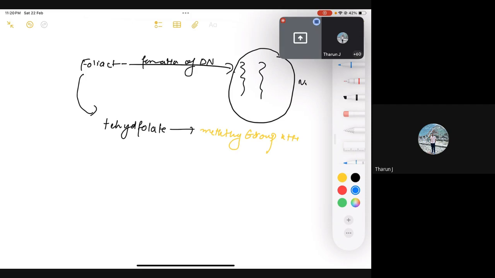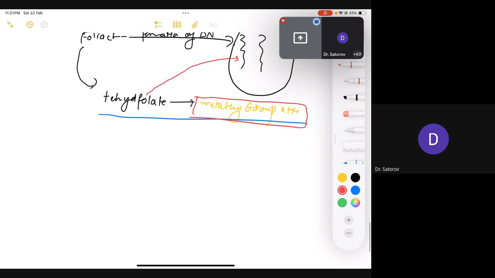Okay, so folic acid is simply a precursor of DNA. If you need DNA to be formed, you need folic acid or folate. But normally folic acid is present inside your blood in the form of tetrahydrofolate bound to a methyl group. Is that right? Yes, sir. Okay, but in order for this tetrahydrofolate to participate in the formation of DNA, it has to give this group to another thing. Which thing? That is vitamin B12.